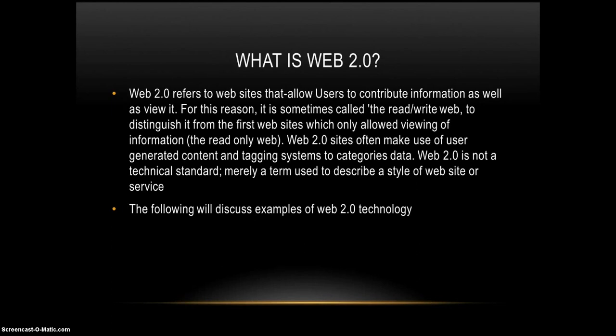What is Web 2.0? Well, Web 2.0 refers to the websites that allow users to contribute information as well as view it. For this reason, it is sometimes called the read-write web, to distinguish it from the first websites which only allowed viewing of information, the read-only web. Web 2.0 sites often make use of user-generated content and tagging systems to categorize data. Web 2.0 is not a technical standard, merely a term used to describe a style of website or service.